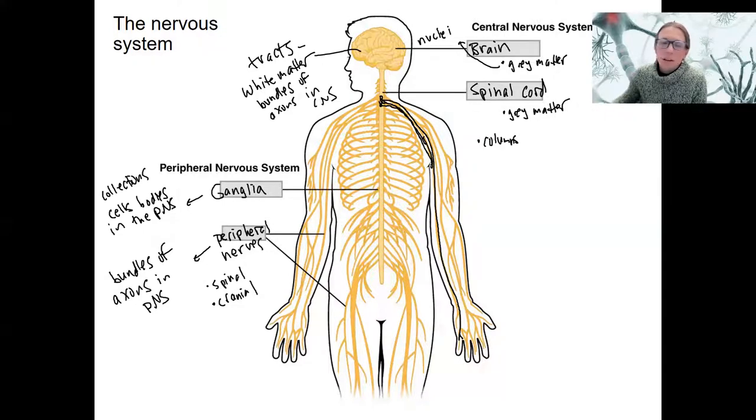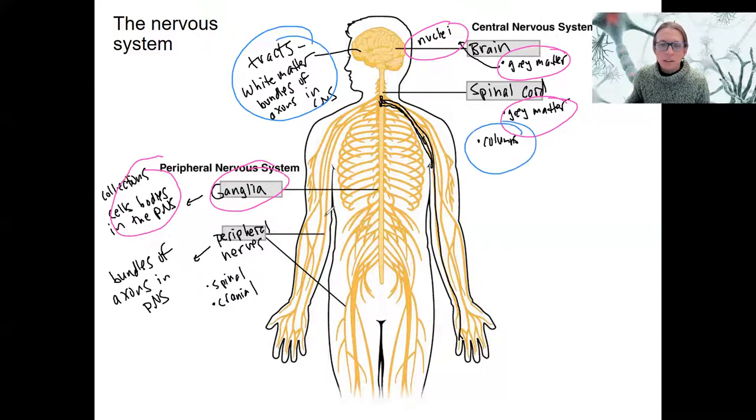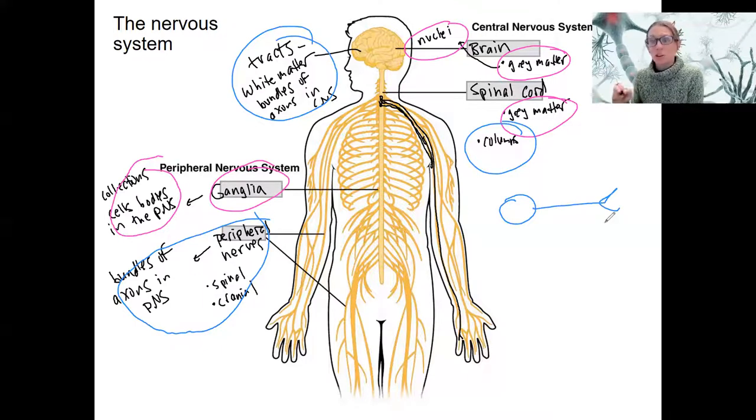So let's color code this quick. So pink is going to be our cell bodies. Actually, I shouldn't circle all of the brain because it's not all of the brain, right? It's just the gray matter. Then we've got our axons. Axons are going to be this color. Cell body, axon. We'll draw some nerves, some neurons. Neurons are different than nerves. It's hard. Okay, that's our basic anatomy.